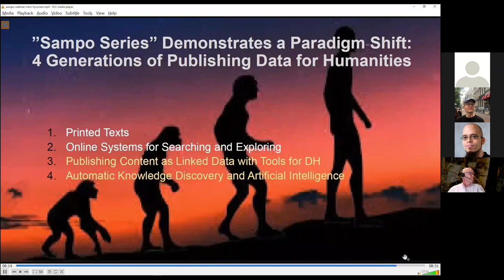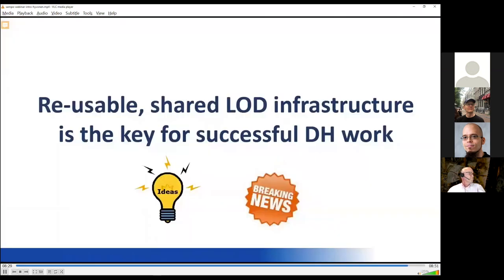In Douglas Adams' novel, Hitchhiker's Guide to the Galaxy, the computer was asked, "What is the meaning of life?" The answer, 42, may be right, but the researcher in humanities would also like to know why. In my mind, a reusable, shared, linked open data infrastructure is the key for successful digital humanities work.